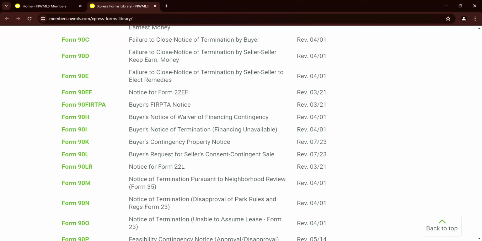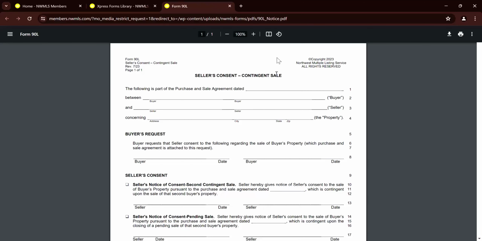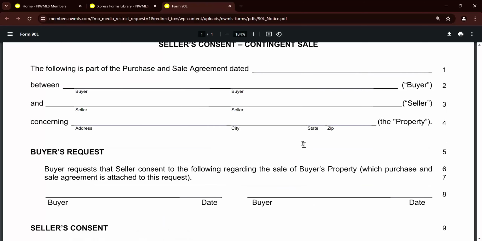All right, 90L, here is the buyer's request for seller's consent on the contingent sale. If you're in that situation where you're closing before 30 days or over 45 days, or you got a contingent buyer for your contingent buyer, you got to get seller's permission. This is the form you're going to use. It is the 90L, and this is buyer's request.